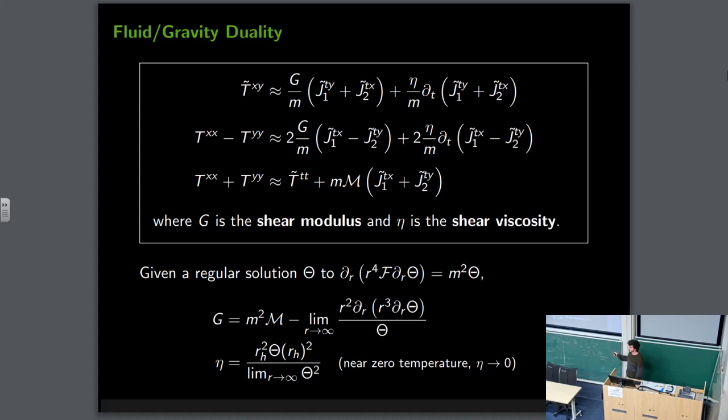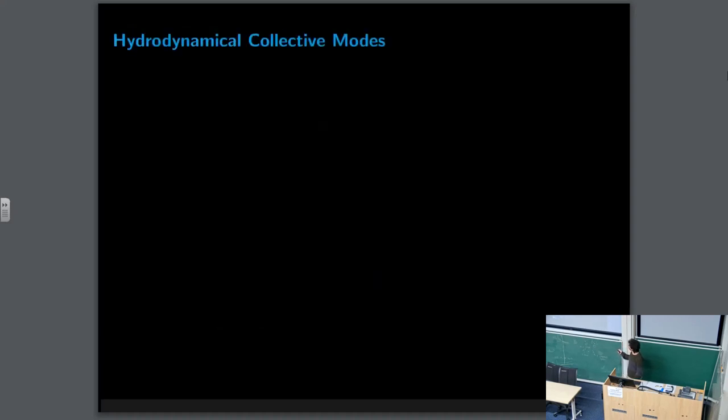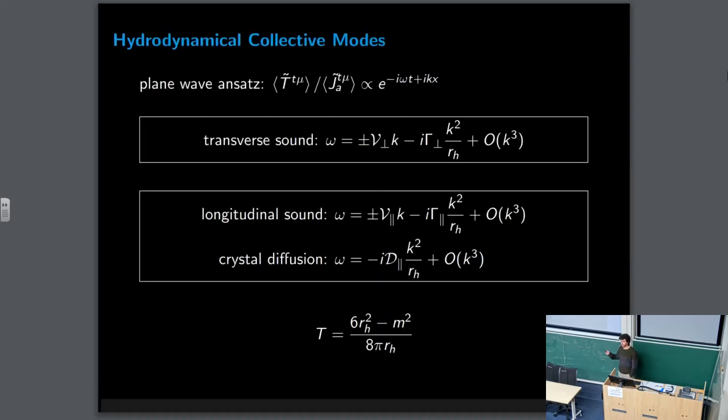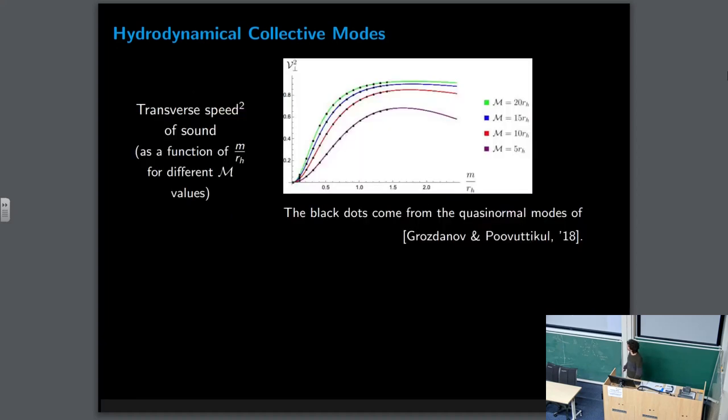So as we saw in the previous slide, we must at some point solve this equation, which we were only able to do numerically, and so what I'm going to show in the following slides are some plots for the coefficients of these modes, and I'm going to show them as a function of the density of lattice cores over the radius of the horizon, and because we want to keep our temperature positive, the m over Rh is going to range between 0 and root 6. So here we have the transverse speed squared of sound for different values of the RG scale.